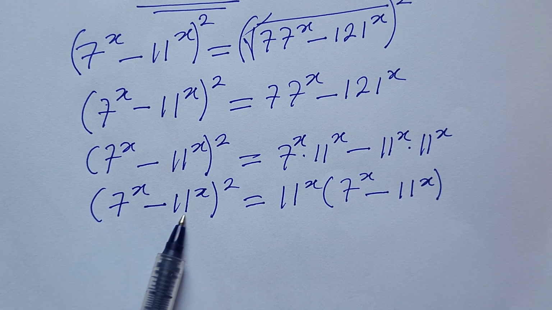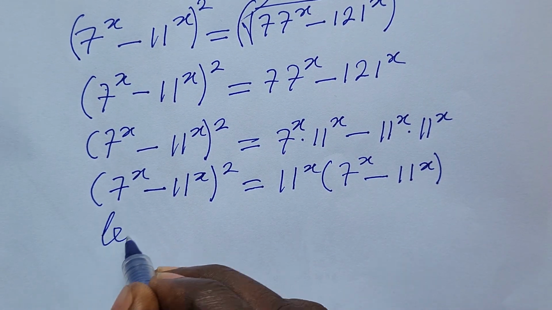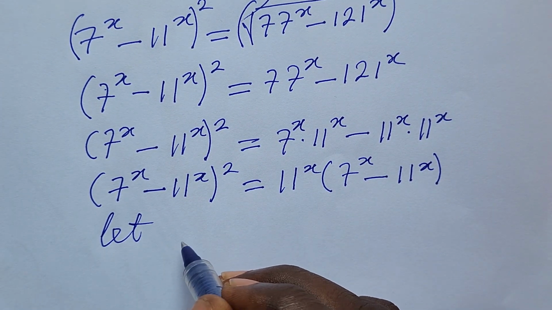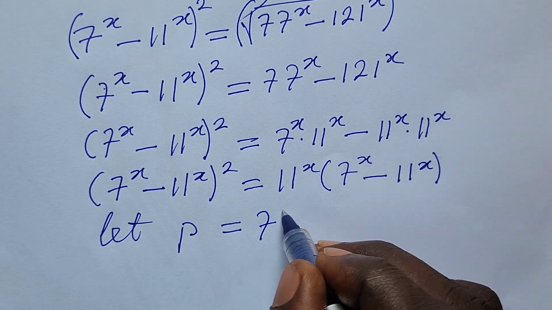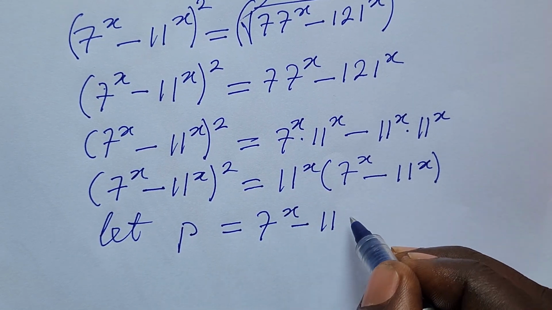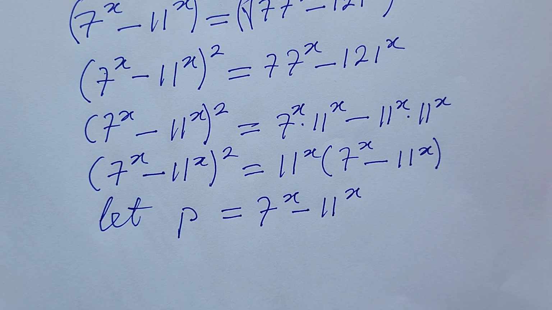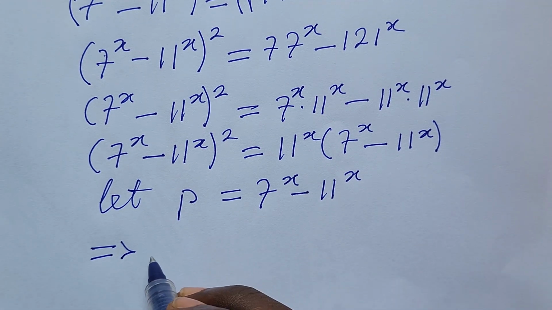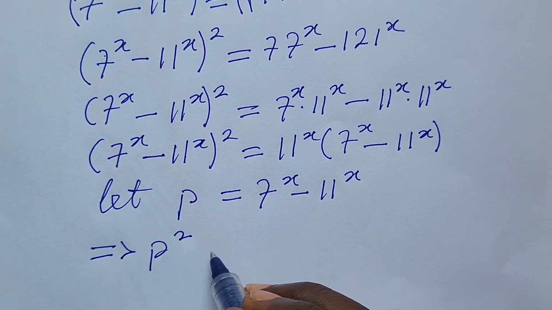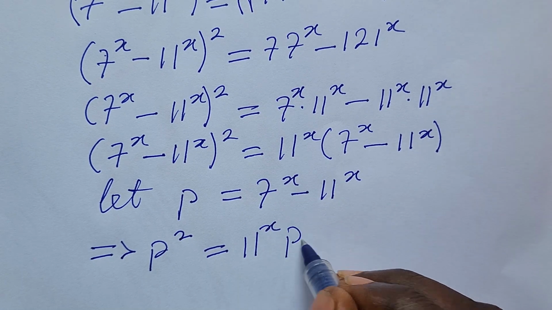We're going to represent this quantity here with an alphabet, because what we have here is same thing we have here. So at this point we say let, this time let's use p. Let p be equal to 7 to the power of x minus 11 to the power of x. So wherever we see 7 to the power of x minus 11 to the power of x, let's put in p there. So this now implies that our p to the power of 2 equal to 11 to the power of x p.